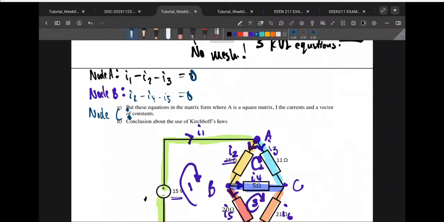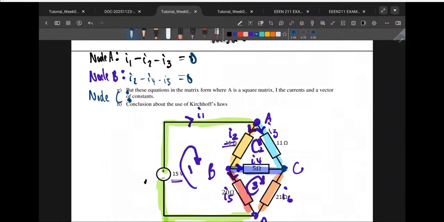Then you're going to have node C. What happens at node C? The currents coming into node C are I3 and another one, I4. Who is coming out? I6. So you're going to say I3 plus I4 minus I6 is equal to 0.